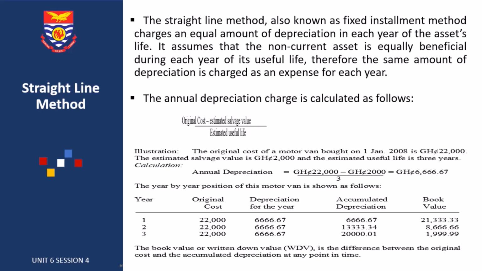In the statement of financial position, we will show the original cost, which is 22,000, less the accumulated depreciation, and then the net book value. So these are the three figures that will display in the statement of financial position. So that by the third year, we'll have the net book value as 1,999.99.